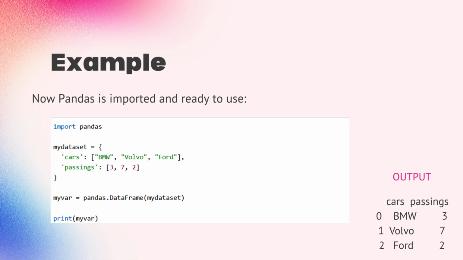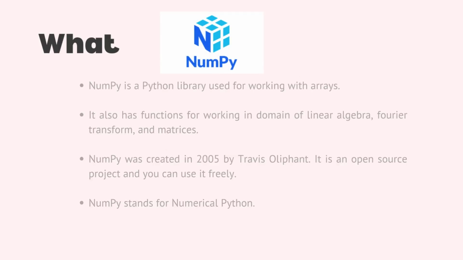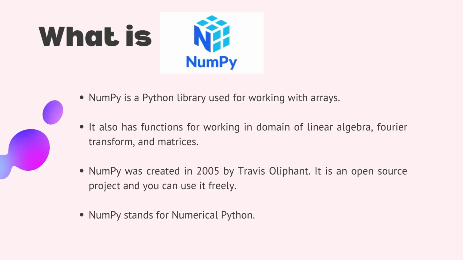Now let's move forward and see what NumPy is. NumPy is a Python library used for working with arrays. It also has functions for working in the domains of linear algebra, Fourier transform, and matrices. NumPy was created in 2005 by Travis. It is an open source project and you can use it freely.